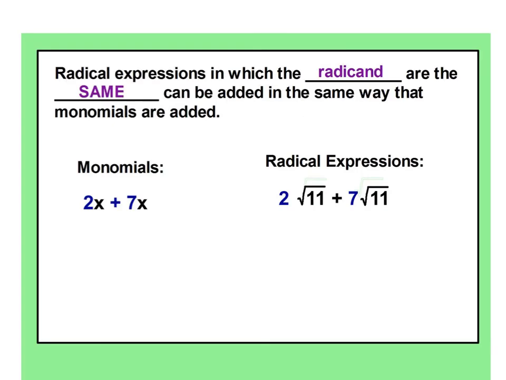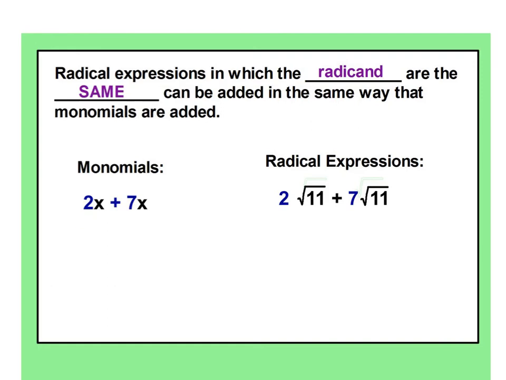All right, so that was multiplication. Now we're going to go on to adding with radicals, or in this case, simply square roots. When you are adding radical expressions in which the radicands are the same, they can be added in the same way that monomials are added.